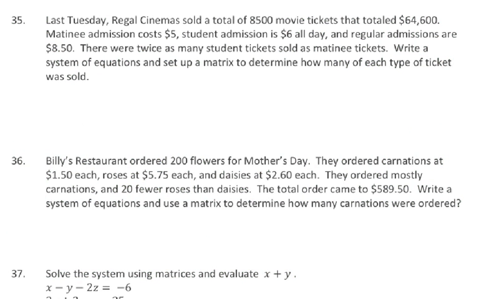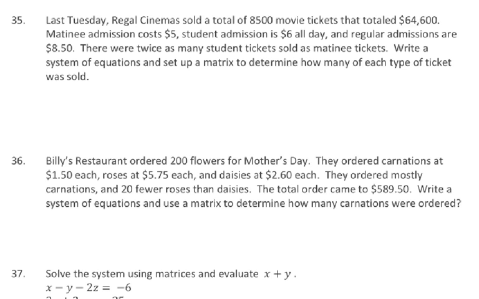Number 35. Last Tuesday, Regal Cinemas sold a total of 8,500 movie tickets that totaled $64,600. Matinee admission costs $5. Student admission is $6 all day. And regular admission is $8.50. There were twice as many student tickets sold as matinee tickets. Write a system of equations and set up a matrix to determine how many of each type of ticket was sold. They're not asking us to solve it. They just want us to set up the system and the matrix.